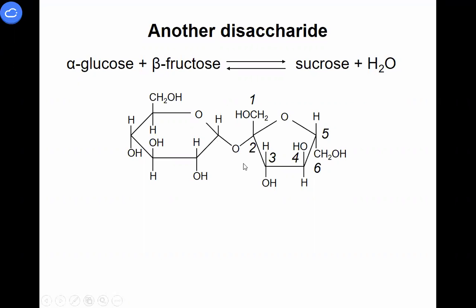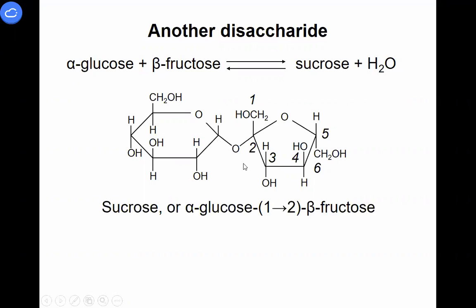Now, as someone said, how would we name this linkage? I would call it this way. You'd say alpha glucose is joined in a 1,2 bond to beta fructose. Or if you want to do a shorthand, you can call it an alpha 1 beta 2 linkage if you really wanted to.